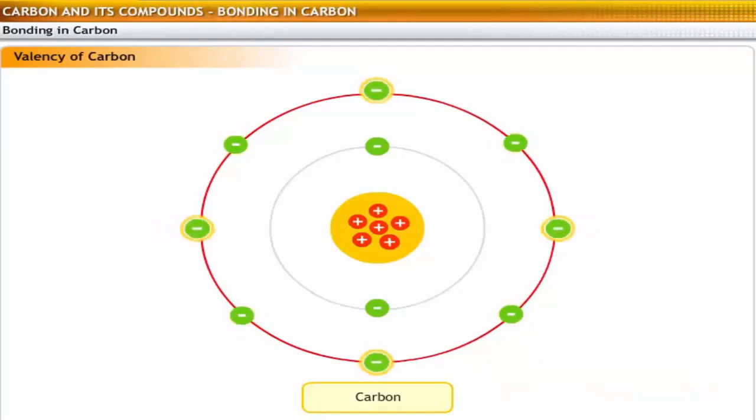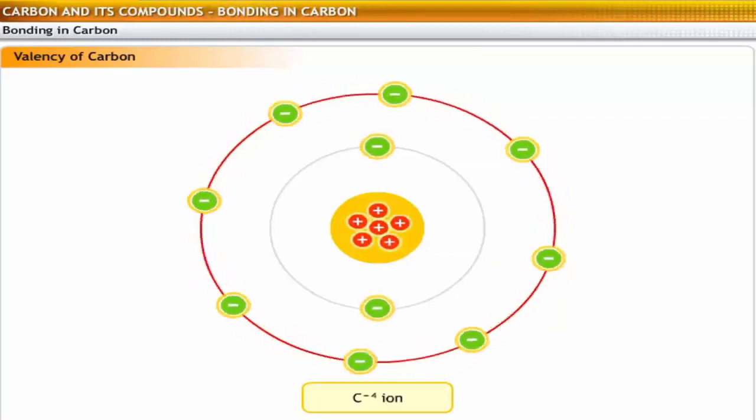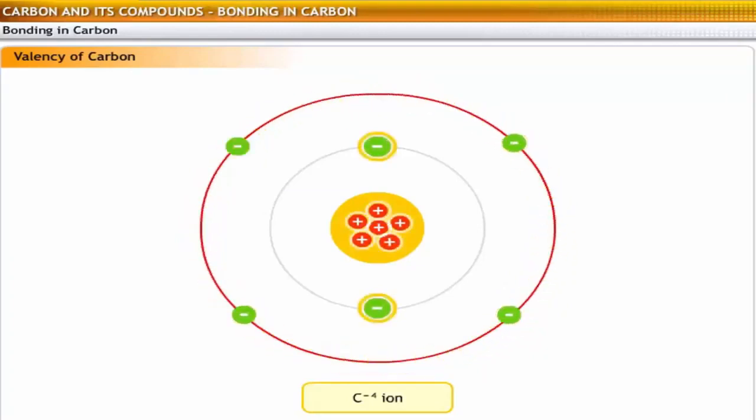Suppose carbon gains 4 electrons, it would form a C-4 ion. But carbon, being a comparatively less electronegative element than fluorine, chlorine, oxygen, etc., is unable to hold 4 extra electrons, meaning it would be difficult for the 6 protons to hold the 10 electrons. Now, suppose it loses 4 electrons, it would form a C+4 cation, which is again a difficult task.